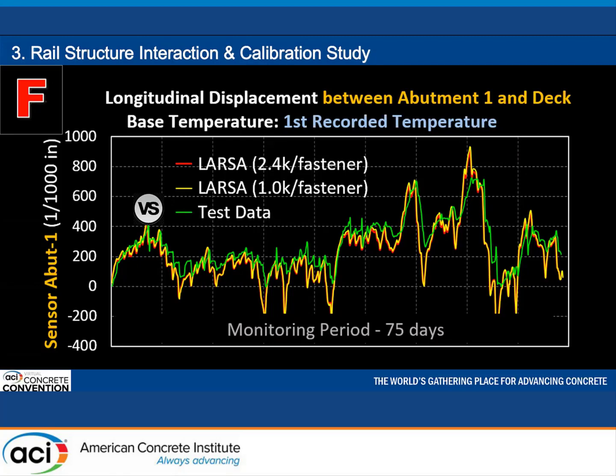Before we look into the curves, let's imagine 4 rails resting on the massive concrete box and compare the stiffness of the rail and the box. The rails are just like noodles. So theoretically, the rail should have negligible effect on the bridge end movement under thermal load. That is exactly what this chart shows. The red line represents using 2.4 kip per fastener. The yellow line is using 1 kip per fastener. They almost overlap.